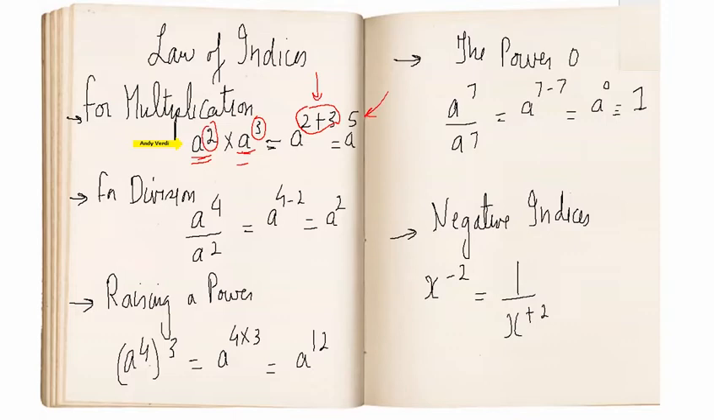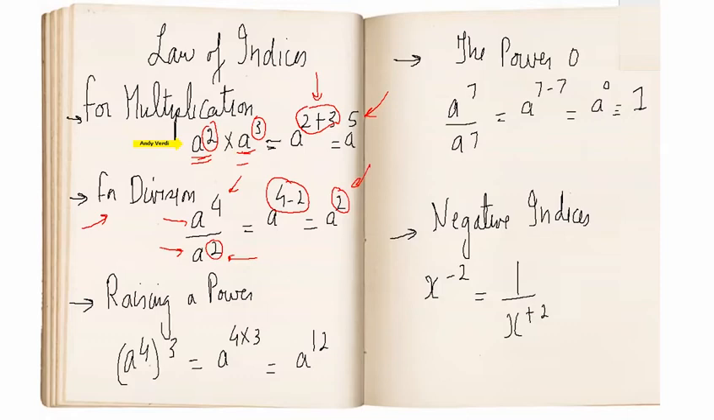In case of law of indices for division, if the same base is in the numerator, the same base is in the denominator. So you could take the power in the denominator, change its sign, and you could subtract. So you are left with A raised to power 2. So you had A^4 in here, A^2 in the denominator, A raised to power 4 minus 2, A raised to power 2.